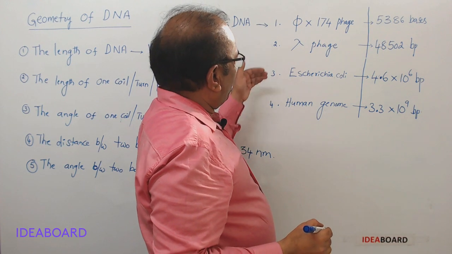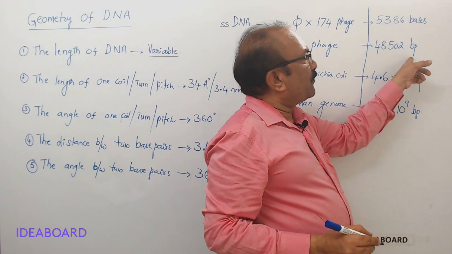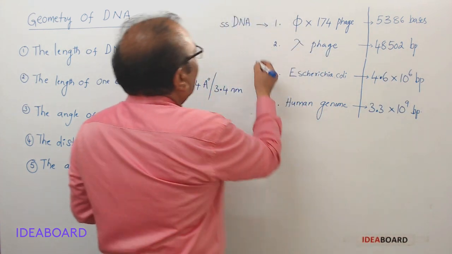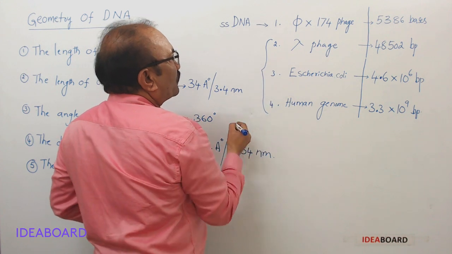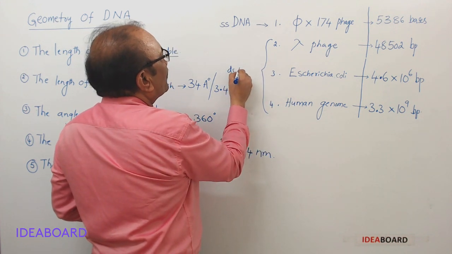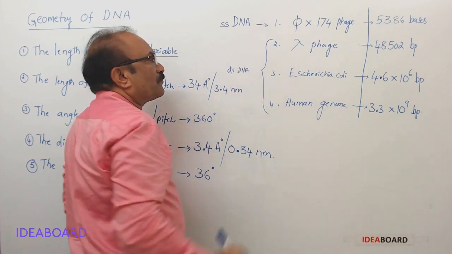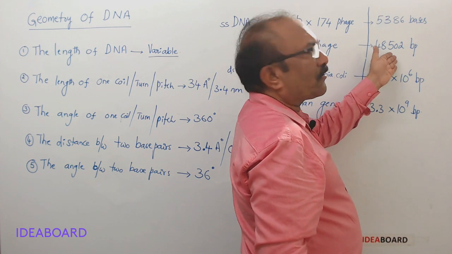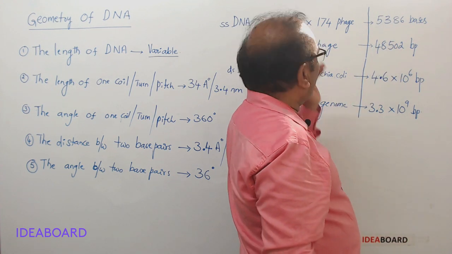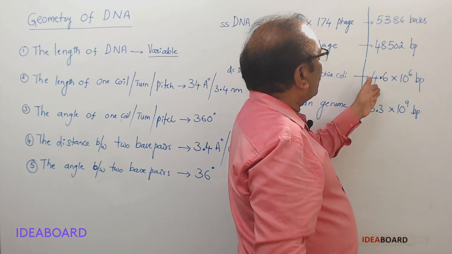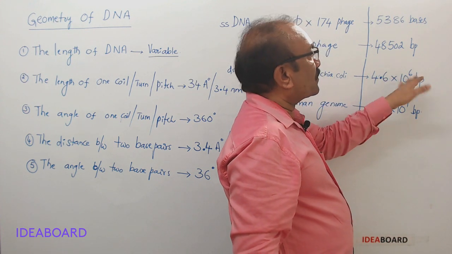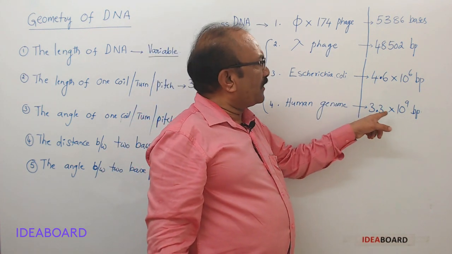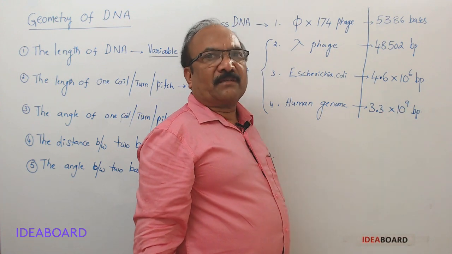And second, third, and fourth examples, you can see that I mentioned BP, BP, BP. That means base pairs. And with that, one can understand that all of them are having double stranded DNA. And you can see that this DNA is having 48,502 base pairs in lambda phage, and in E. coli bacterium, it is 4.6 into 10 power 6 base pairs. And when it comes to human genome, 3.3 into 10 power 9 base pairs.